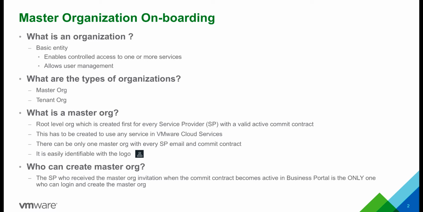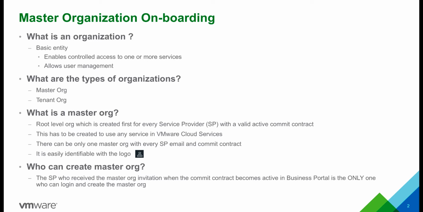What is an organization? VMware Cloud Services are contained within an organization. An organization is a basic entity which enables controlled access to one or more services and allows user management. There are two types of organizations for MSP: the master org, which is the root level org, and the tenant org, to onboard end customers as well as provide different services.